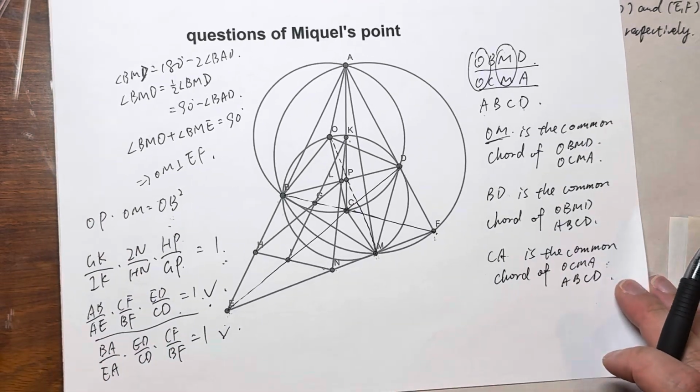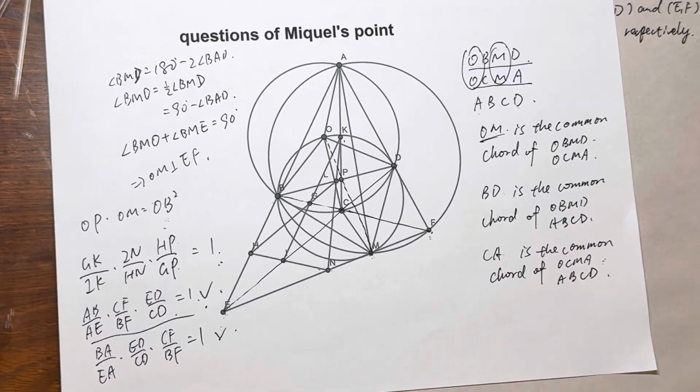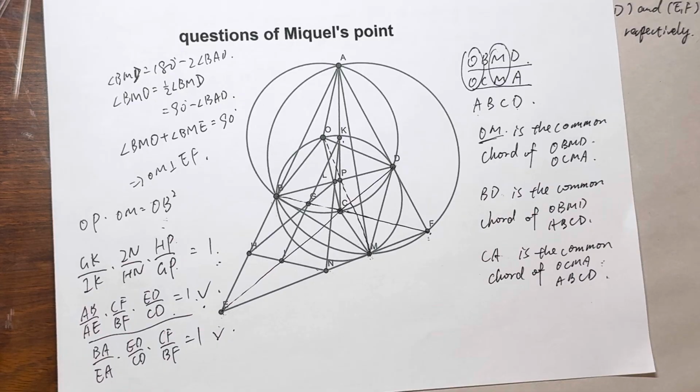So this is a question on the Miquel's point. I'm still looking for questions on the conjugate median, and please let me know if you have any good questions on the conjugate median. I didn't find very sophisticated questions here, but please let me know if you can find some good ones. I would like to make videos for them.